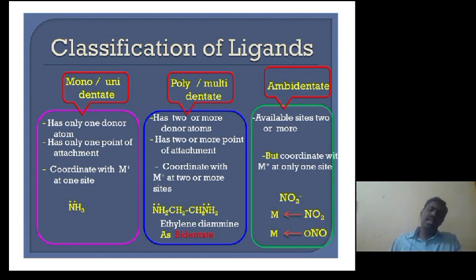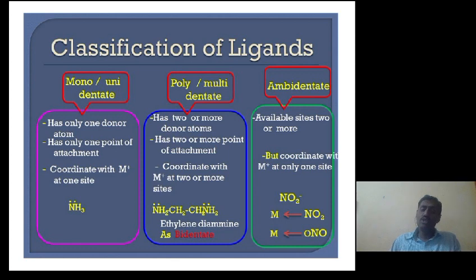Okay, then the classification of ligands. A ligand containing one donor group, able to donate a pair of electrons to the central metal ion, is called a monodentate ligand. And polydentate ligands are those having two or more donor groups present in the same molecule. It is called a polydentate ligand.